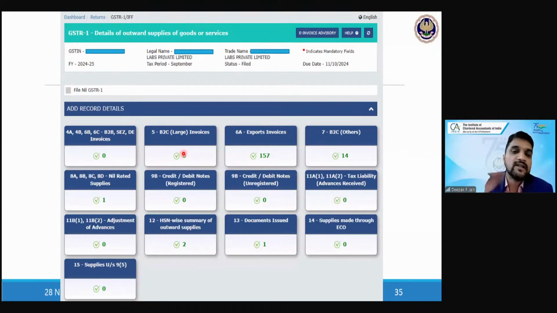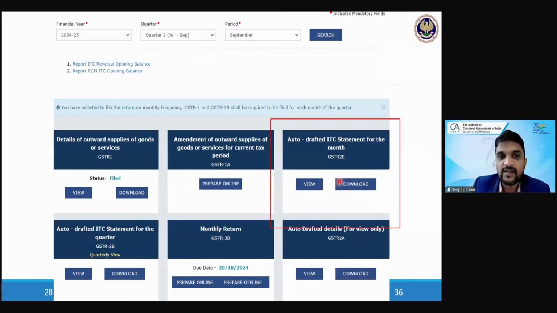So you will have to file it by the 11th of the subsequent month. For September, we are filing it by the 11th of October. That is GSTR1. Once you file this, you'll go back to the dashboard and your GSTR1 is filed now. Next, what you will do as a timeline flow, once GSTR1 is filed and frozen, you will file it by the due date, which is the 11th.